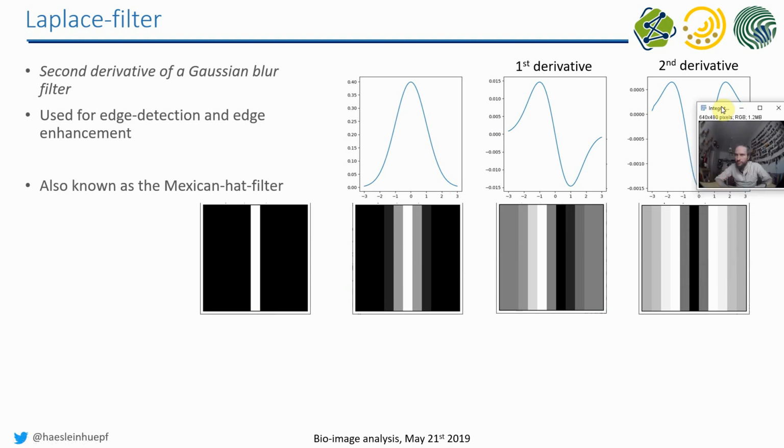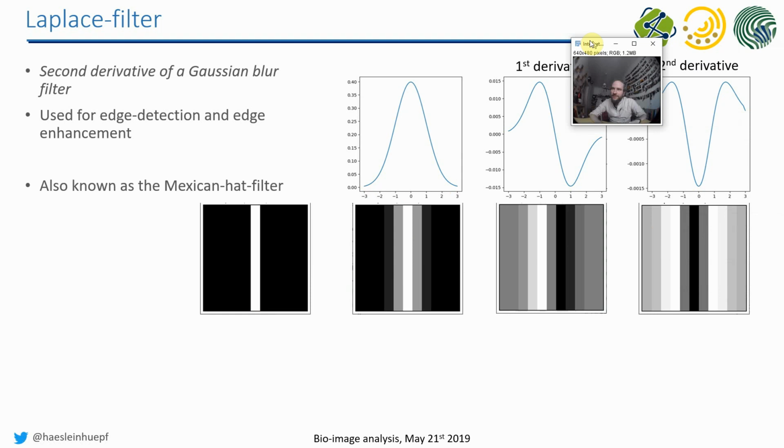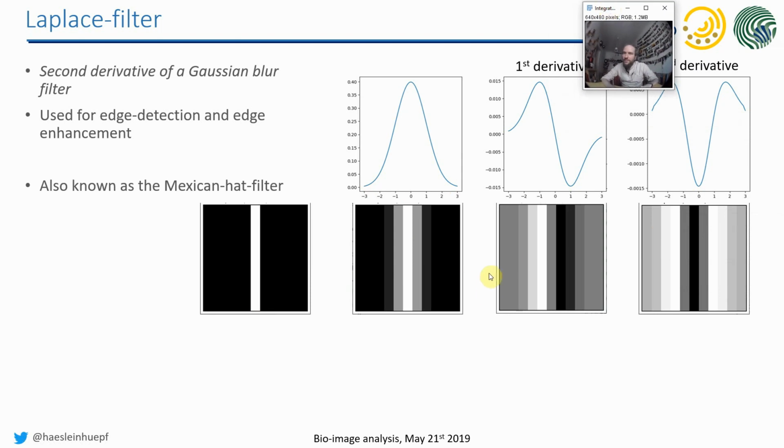Let me just move myself to the side. And if we calculate the first derivative of that, we get that split out. So it's bright here, so it's high, and it's dark here, so it's low, and it's gray on the left and on the right side. It's almost the same values here on the left and on the right side. And the second derivative looks like that.